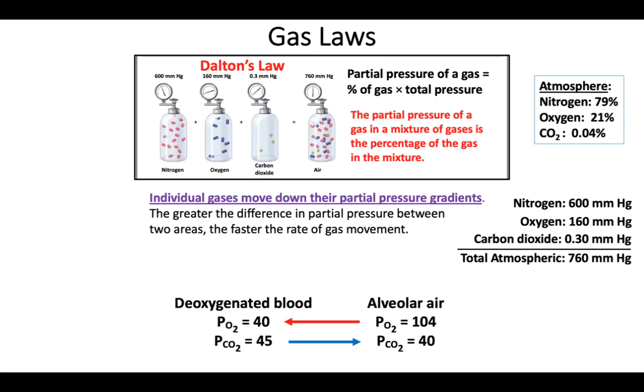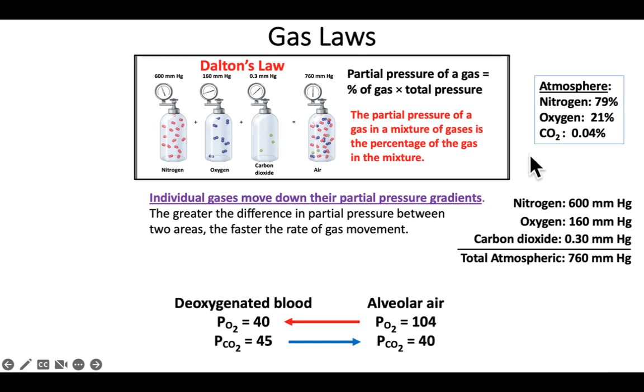Dalton's law we often refer to as the law of partial pressure. So what that means is when you have a mixture of gases, all right, so the atmosphere is a mixture of gases. There's 79% nitrogen, 21% oxygen, and 0.04% carbon dioxide. So those are the gases that make up that 760 millimeters total atmospheric pressure.